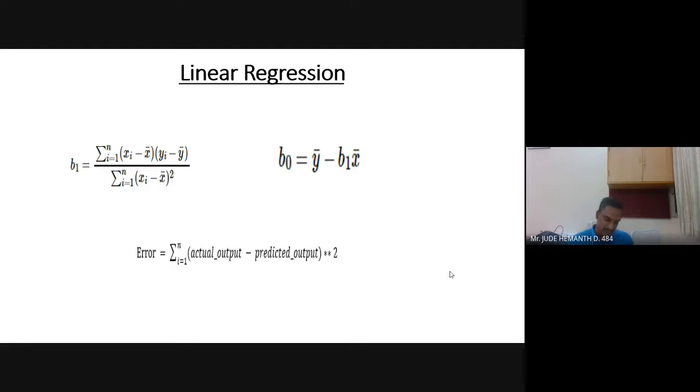Why do I go for squaring? Any idea? Why should we go for mean square error? Any idea? Subtraction, right? Always the first number should be larger, second number should be smaller. But sometimes there may be a case when I get a larger value as the predicted output. Then I will face some negative sign, which when error is calculated, it may affect the other person's error value also. That's why to avoid that, we always go for that squaring concept.